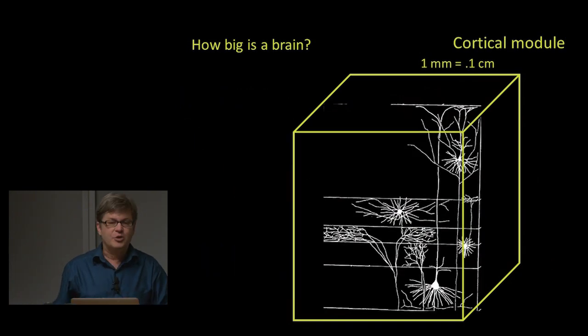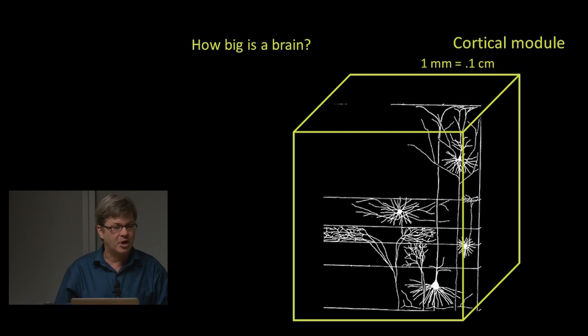Let's go back down by a factor of 10. This is where things begin to be tractable. This is at the scale where we can actually do systems neuroscience and circuit neuroscience. So how big is a brain? Very big. How big is a cortical module?